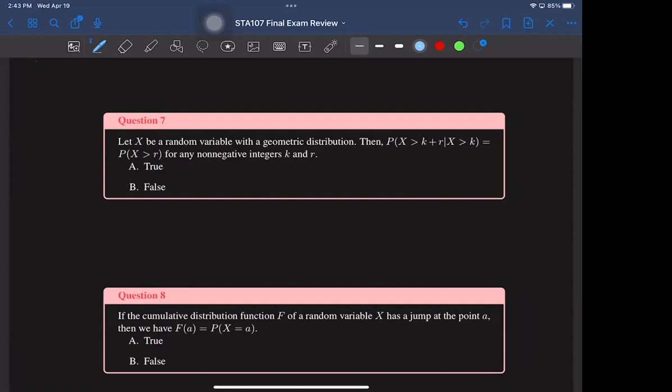Okay, so I have 3 true, 4 false, and I have someone, actually 2 people, message me true. This is the memoryless property for geometric. Yes, that is correct. This one is called the memoryless property.